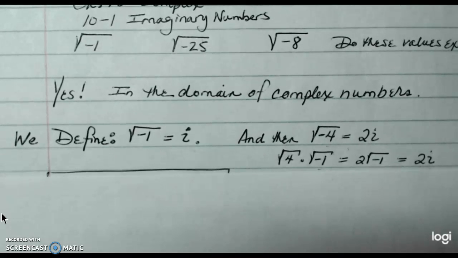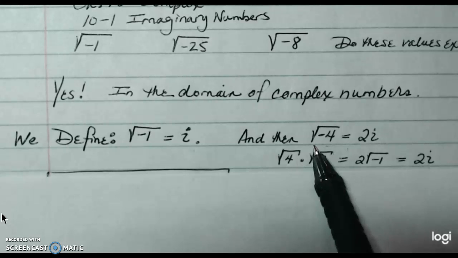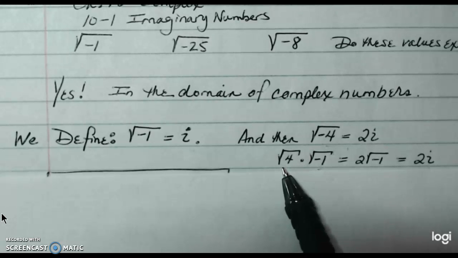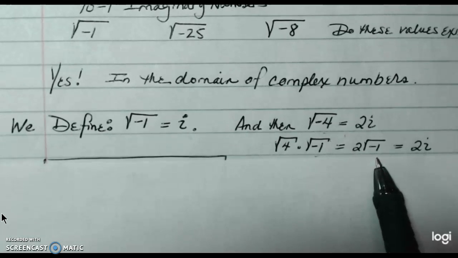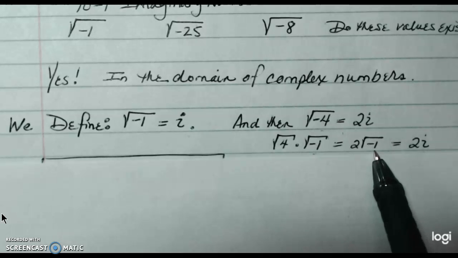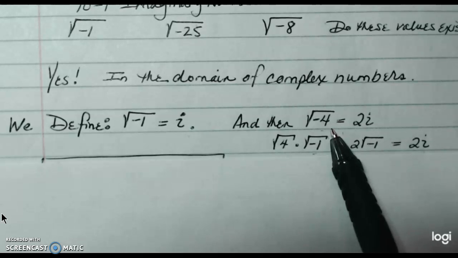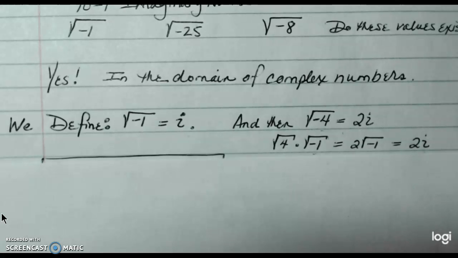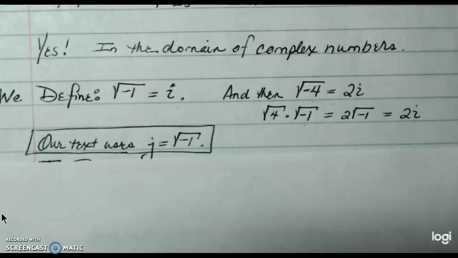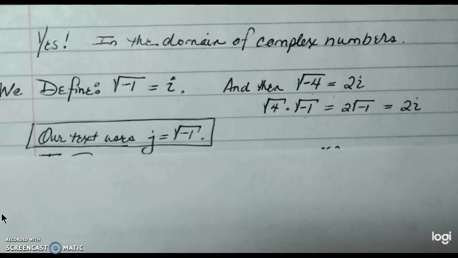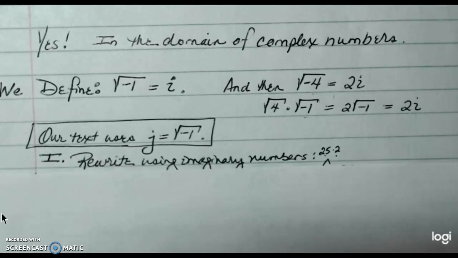Where does that come from? That comes from breaking down the square root of -4 into the square root of 4 times the square root of -1. We know the square root of 4 is equivalent to 2, so we have 2 times the square root of -1. But since we've defined the square root of -1 to be i, we can rewrite the square root of -4 as 2i. You'll need to know how to simplify imaginary numbers, and that's what I'm going to cover first. A reminder, our text uses the symbol j to be equivalent to the square root of -1.